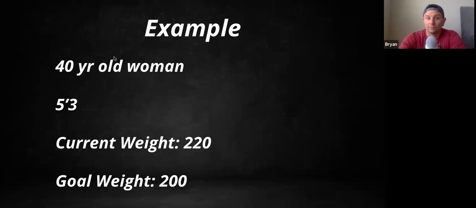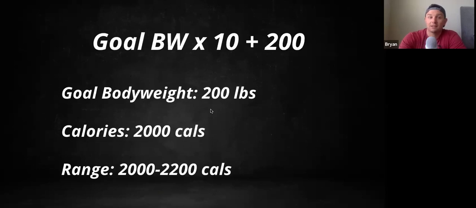So we have a 40-year-old woman who's about 5'3", current weight is 220 pounds, and she wants to be 200 pounds. So goal body weight times 10. You just take that 200 pounds, multiply it by 10, you got 2,000 calories. And then you got the 200 calorie buffer. So 2,000 to 2,200 calories is your calorie deficit. Bing, bang, boom, done. Simplest way is to do it this way.